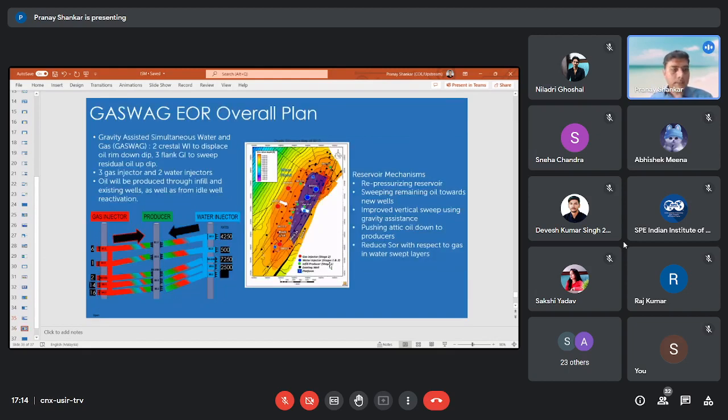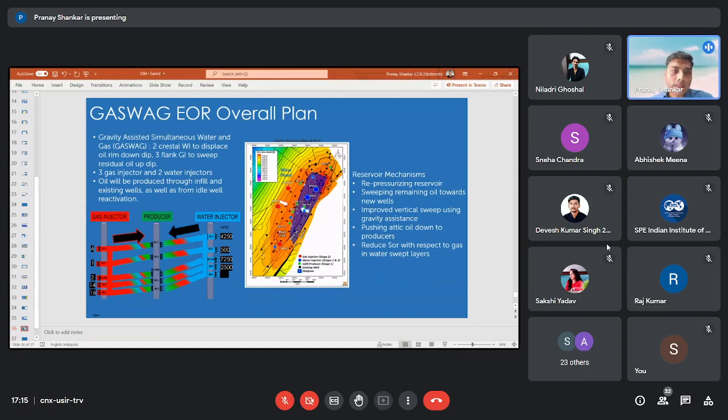And then this is another technology which I am currently working on here in Malaysia, which is called gas VAG, which is nothing but gravity assisted simultaneous water and gas injection. What we do here is, it's a very matured field. You already have achieved 45 to 50% recovery factor, but still, as you say, every field has got lots of residual oil saturation as well as bypassed oil.